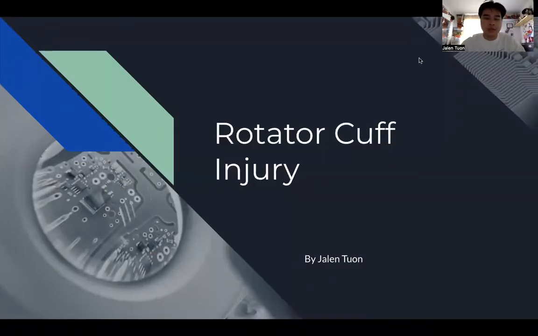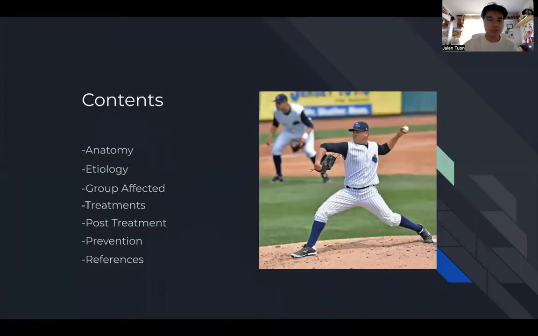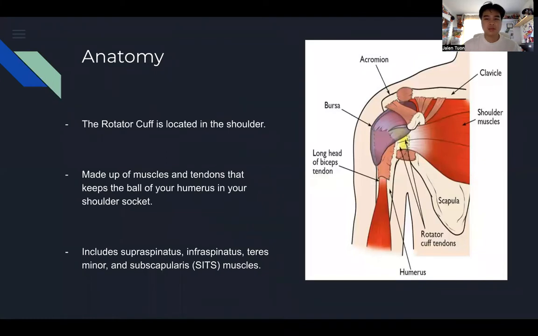All right, so for today, I'm going to be doing my upper extremity presentation. My upper extremity was on a rotator cuff injury. And in today's presentation, the contents you'll be seeing are the anatomy, etiology, group affected, treatments, post-treatment, prevention, and my references. So the anatomy of the rotator cuff is actually located in the shoulder.